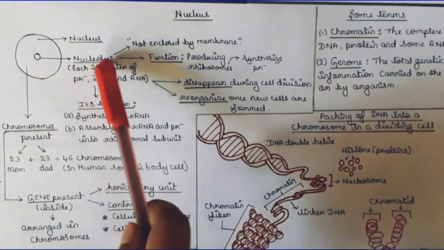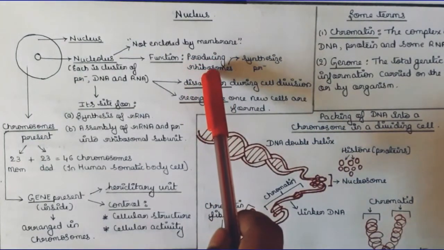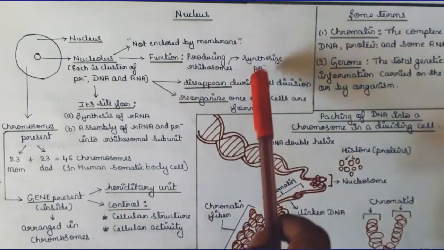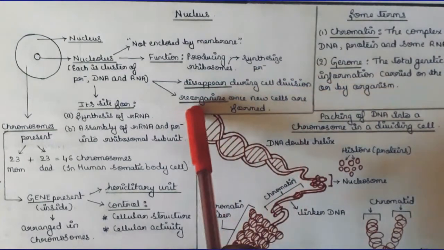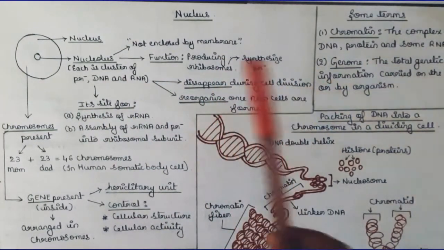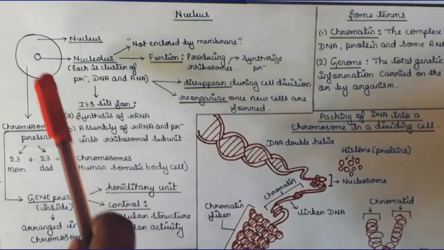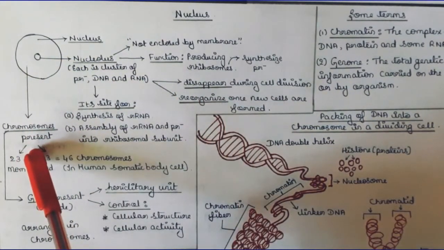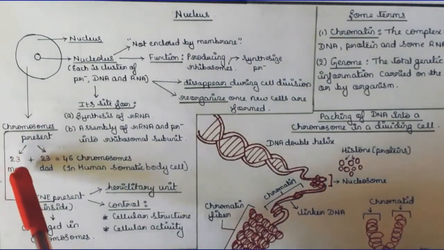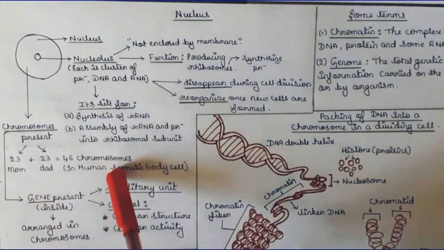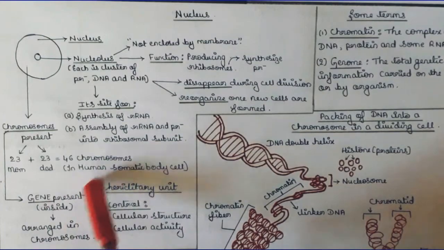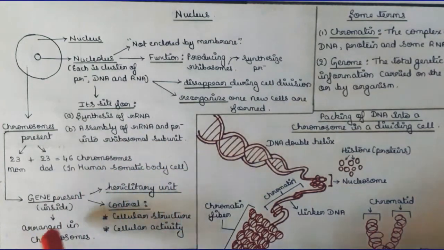Next, the function of the nucleolus is producing the ribosomes. These ribosomes further will produce the proteins. The nucleolus will disappear during cell division, and again it will reorganize itself when the new cell is formed, okay. The nucleus mainly contains chromosomes in it. You can see 23 from each parent, so 23 chromosomes will be obtained from each. A total of 46 chromosomes will be present in the human somatic body cell, okay. And the chromosomes further have genes inside them, arranged inside the chromosomes.